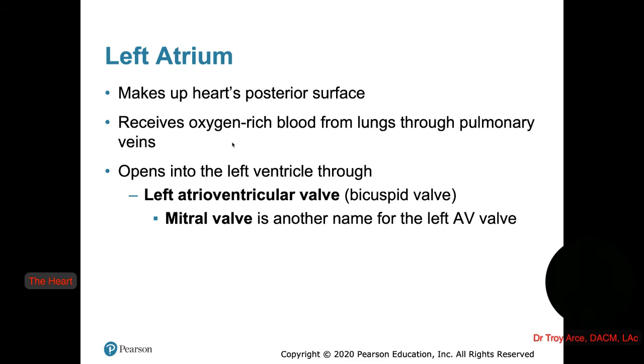So again, the pulmonary veins are the only veins in the body that carry oxygen-rich blood. Okay, usually veins, again, carry deoxygenated blood. So this is a test question as well. It opens into the left ventricle through the left atrioventricular valve. This is a bicuspid valve. So the bicuspid is, again, on the left side, right? And the mitral valve is another name for the left AV valve. So bicuspid and mitral are used the same.